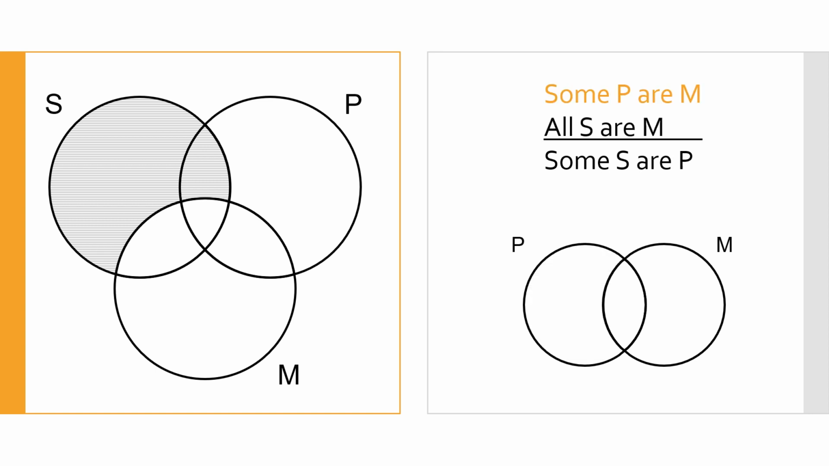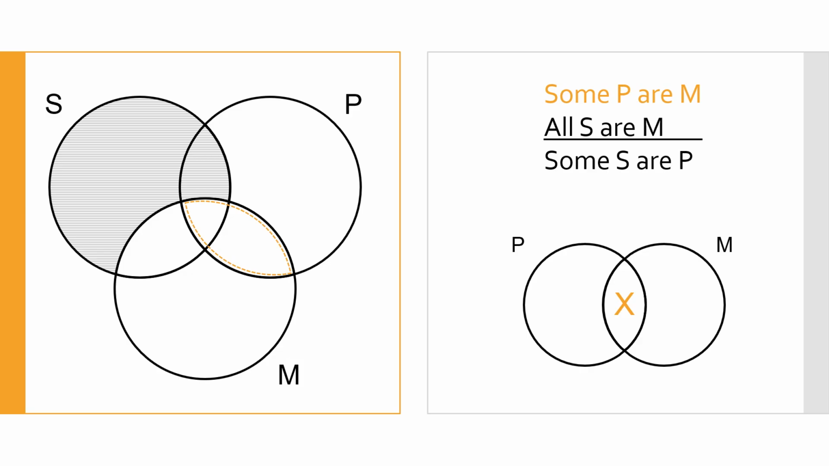Now that we have the universal plugged in there, we can turn to our particular. The particular claim, the major premise, says some P's are M. And of course, what that means is there is at least one thing out there that is both a P and an M at the same time.